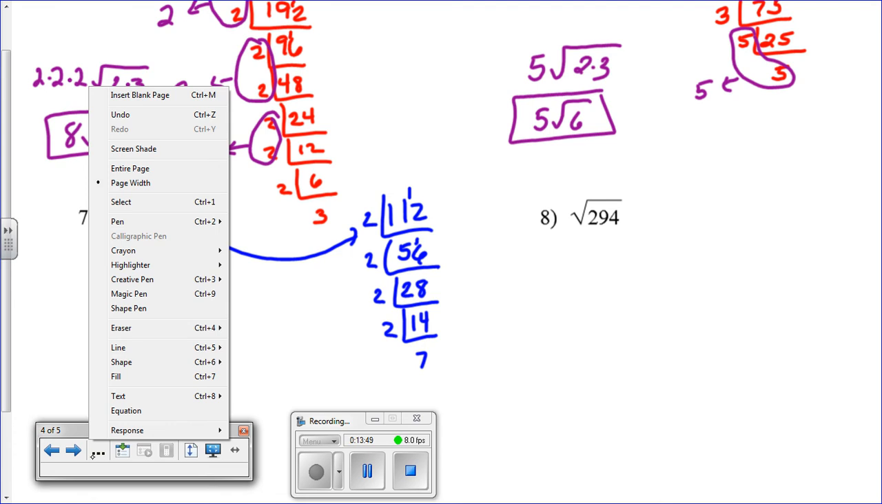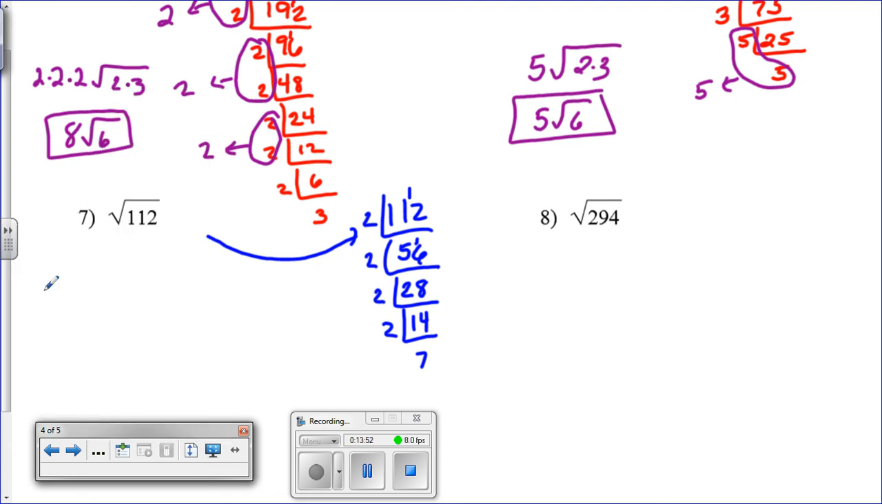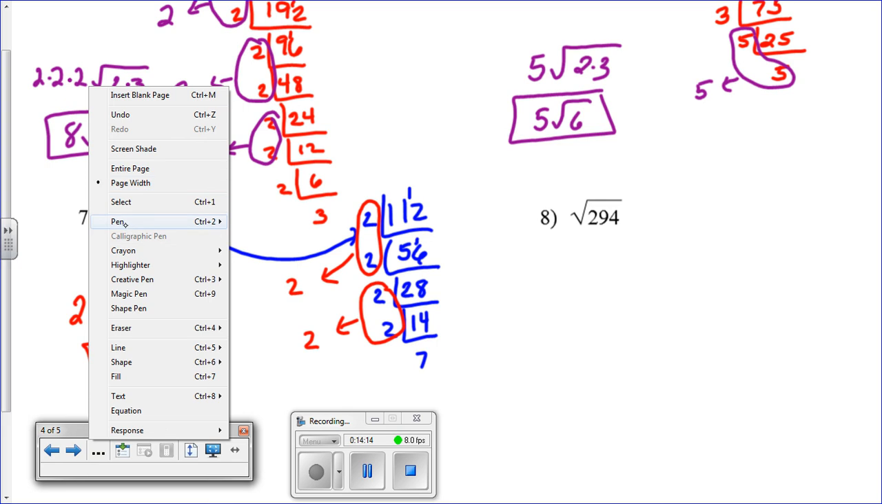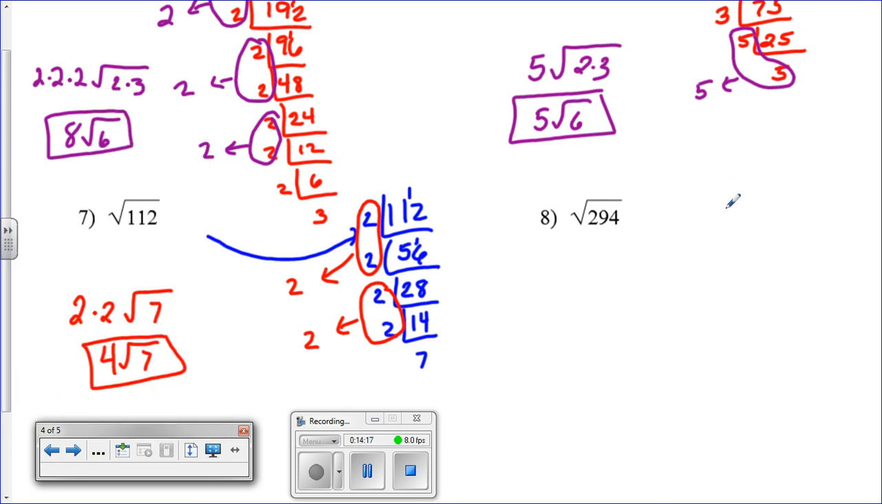Okay, to go free, you have to have a partner. Okay, so one of these 2's can go free. One of these 2's can go free, but the 7 stays in jail. So 2 times 2 is on the outside, and the 7 is still in jail, so this is 4 radical 7. Okay, last one, and then you're going to be trying this on your own. And if you want, pause the video, try it on your own, and then turn the video back on to see if you got it right.